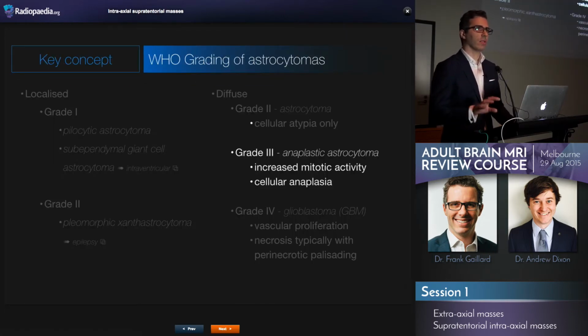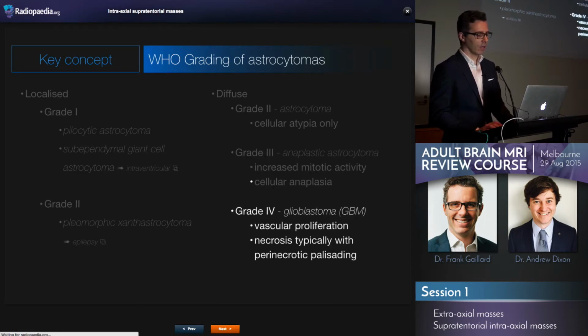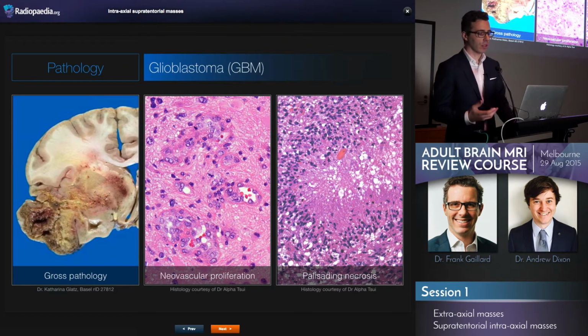Anaplastic astrocytomas look intermediate between diffuse and GBM, so I won't actually show you one because they're always kind of unrewarding tumours to look at. But glioblastoma, which is unfortunately the most common tumour, is characterised histologically and under the current WHO classification as having areas of necrosis and areas of neovascular proliferation. And importantly, the vessels are heaped up, so it's not just more normal vessels. The vessels themselves are abnormal.